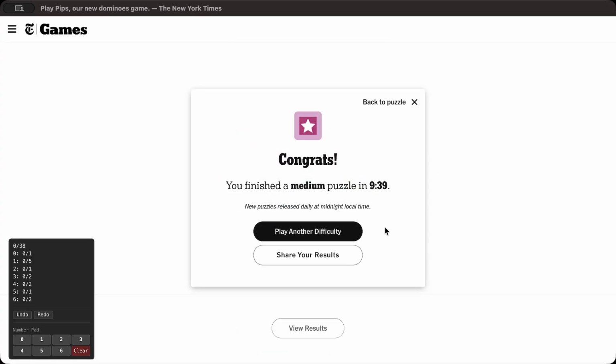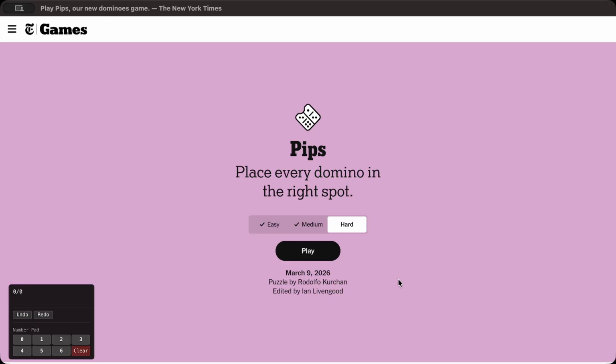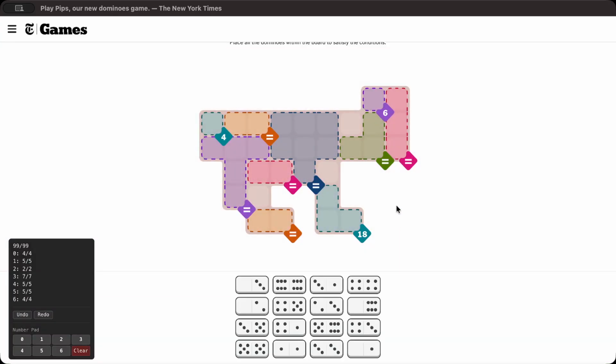I'm gonna blame the fact that I took a break to fix this little tool. We'll move on to the hard. Pretend we sped through that properly. So let's draw some of our markings on here. Do we know anything else? I don't think so yet.